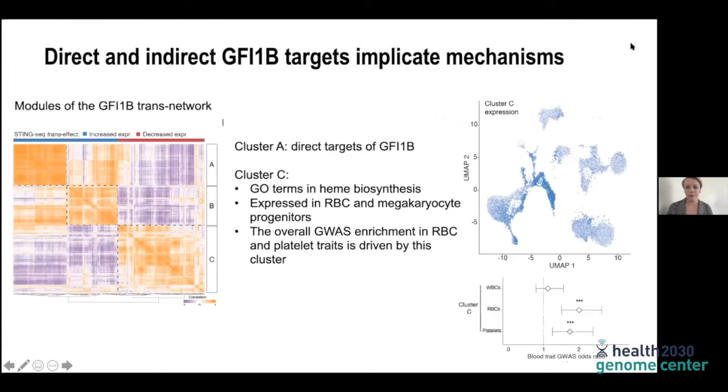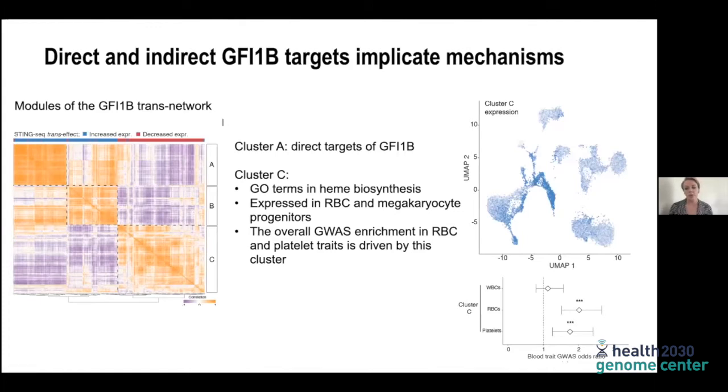And we can actually dig a little bit deeper when it comes to these target genes. Taking these several hundred genes that show differential expression after silencing of this enhancer with this GWAS locus, we can do a co-expression analysis to look at how these genes may be arranged in a co-expression network. And we see 3 different clusters here, where the cluster that we call A is a very tight cluster with the highest enrichment of GFI1b ChIP-seq peaks, and this seems to represent the direct targets of GFI1b. Cluster C is quite interesting: these genes are enriched in terms of heme biosynthesis. Looking at what cell types are expressing these genes, it's red blood cells and megakaryocyte progenitors.